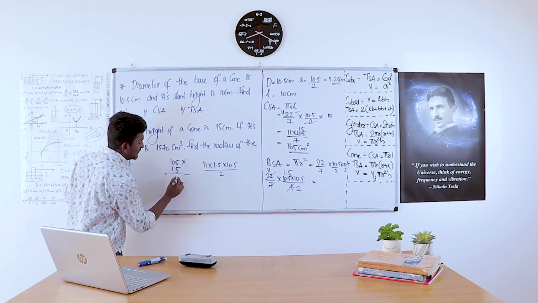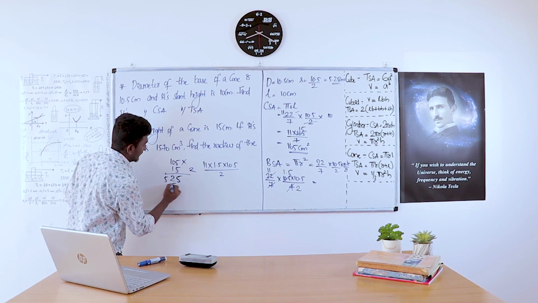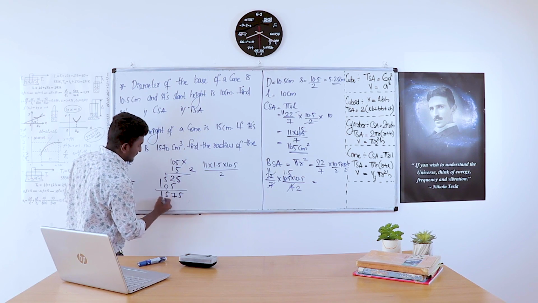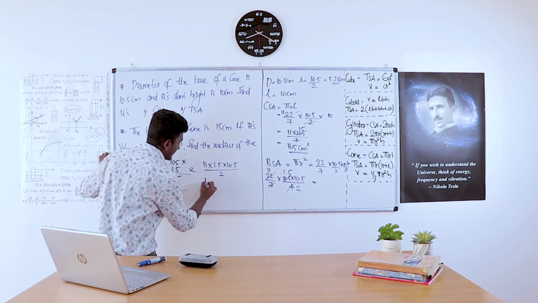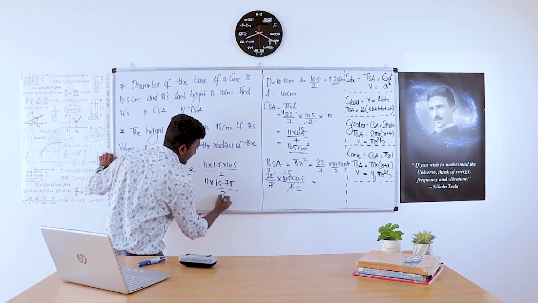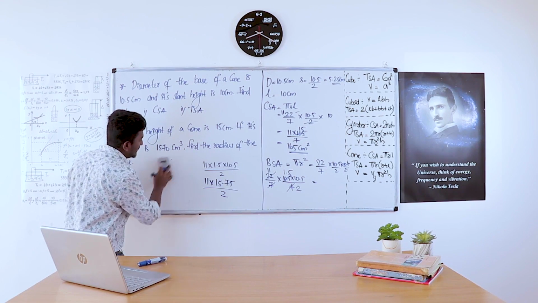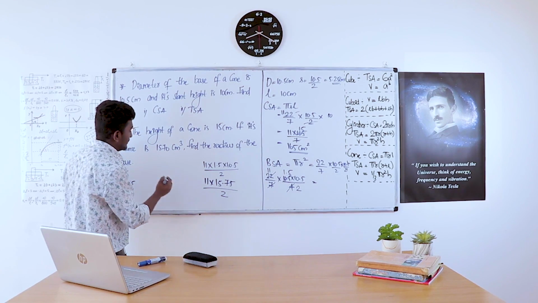105 into 15. 5 into 5, 25. Remainder 2. 5 into 1, 5. 1 into 5, 5. 1 into 0, 0. 1. 5. 5 plus 2, 7. 5. 1. 1575. Then we put the decimal, 2 places. That is 11 into 15.75, whole divided by 2. So what is 11 into 15.75?